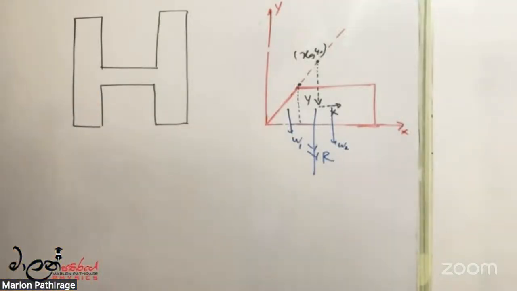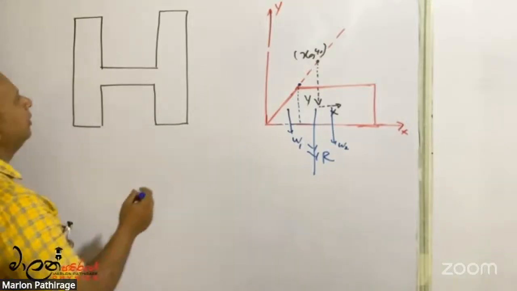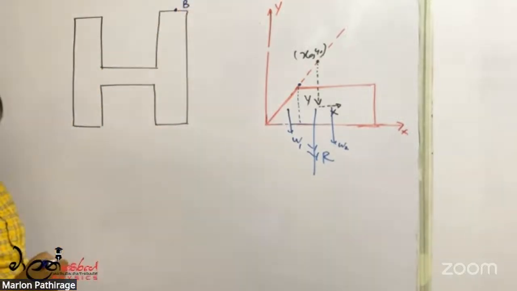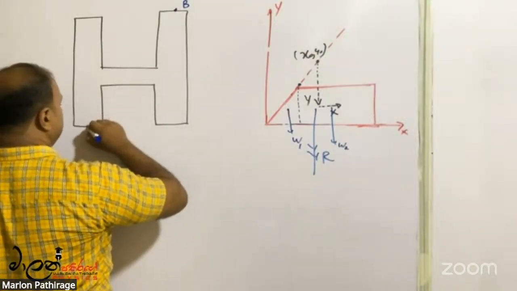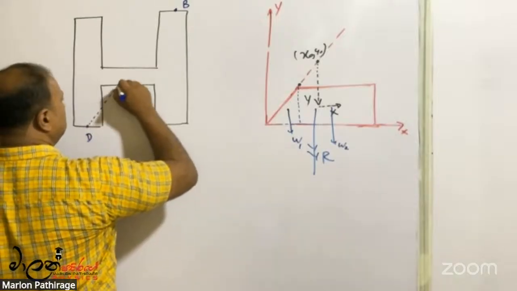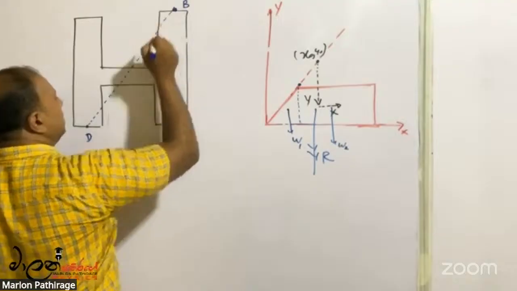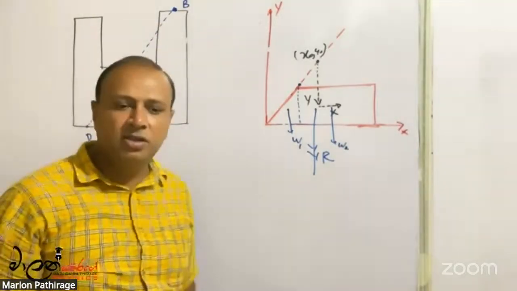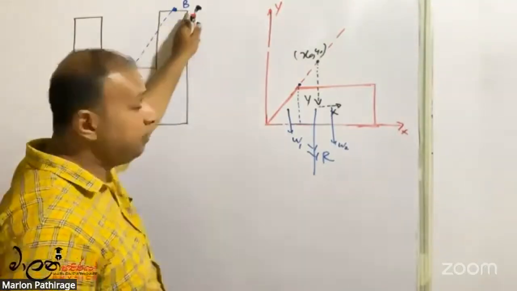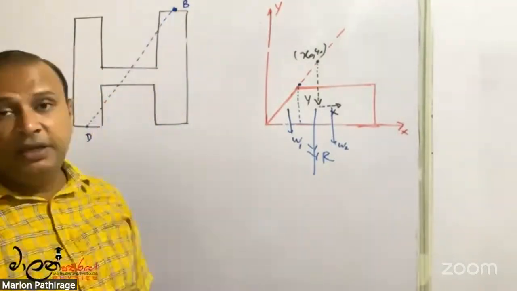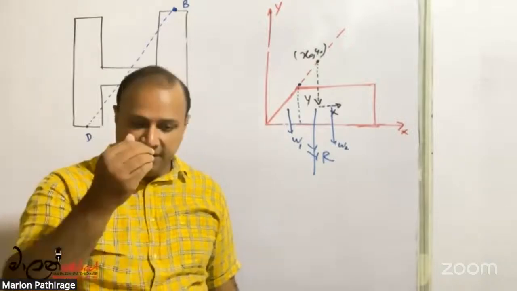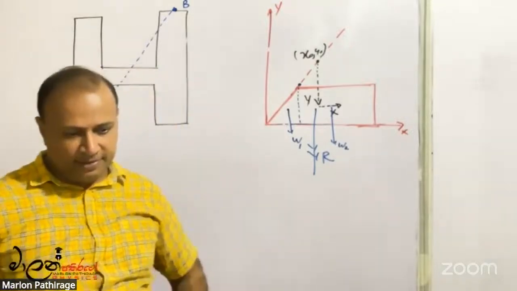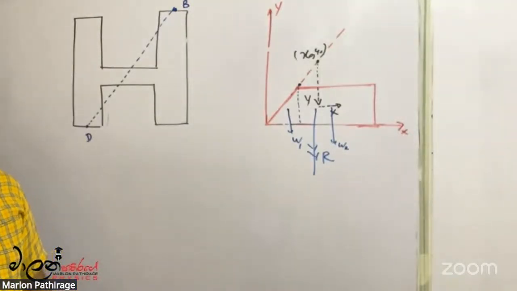So this is the shape. Here B, here D. If you hang this object at point B, then BD is a vertical line, because it says point D is directly below point B.